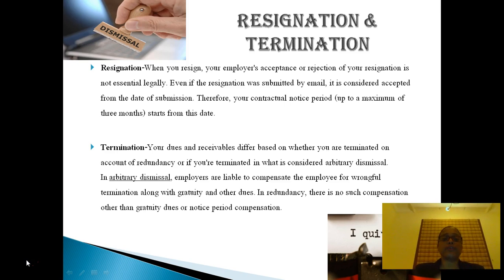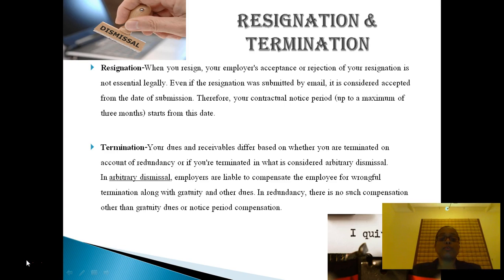Resignation and termination. Resignation. When you resign, your employer's acceptance or rejection of your resignation is not legally essential. Even if the resignation was submitted by email, it is considered accepted from the date of submission. Therefore, your contractual notice period, up to a maximum of 3 months, starts from this date.